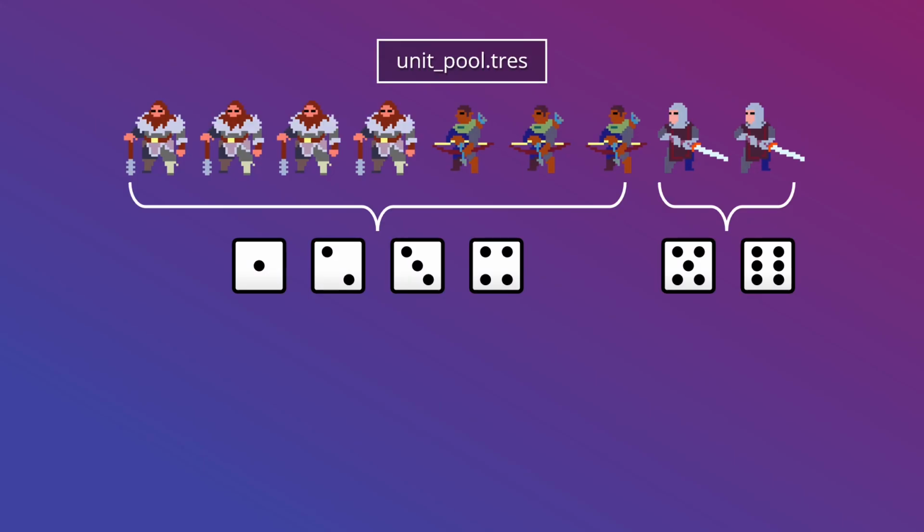So when I said we need to roll a die to decide which rarity we need to look at inside the pool, this is what I meant. Without further ado, let's get started implementing this.